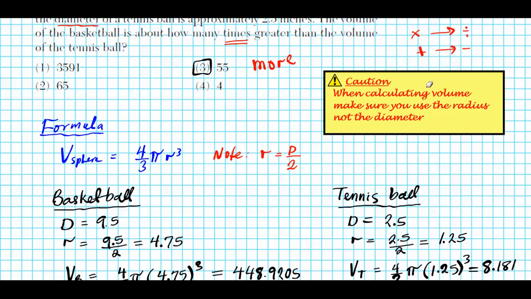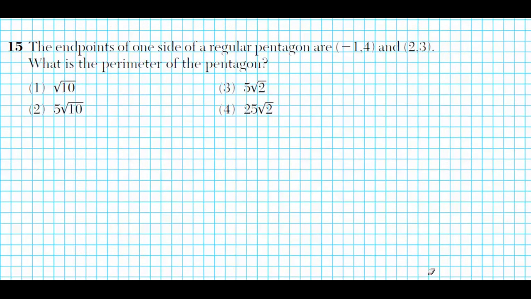All right, let's take a look at number 15, the last problem in this review installment. It says the endpoints of one side of a regular pentagon are (-1, 4) and (2, 3). What is the perimeter of the pentagon? So you need to know your formulas here. There are two formulas that we need to know in order to solve this problem. The first one is the perimeter of a regular pentagon.